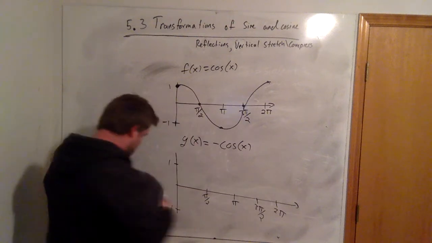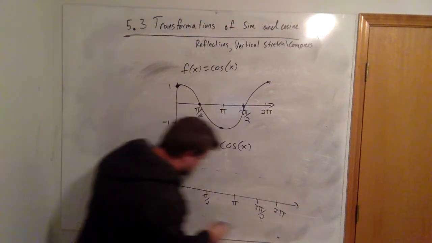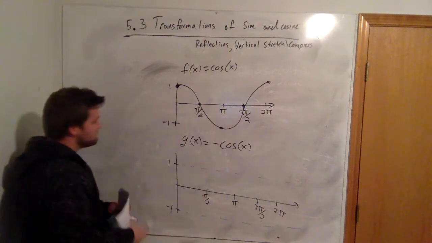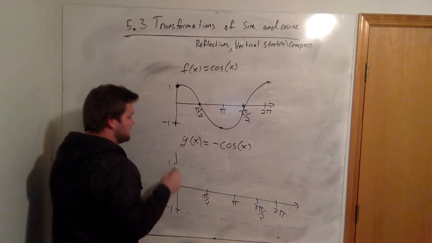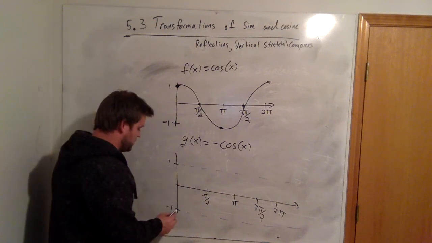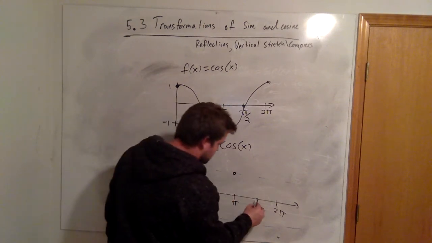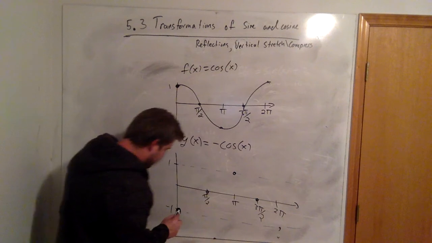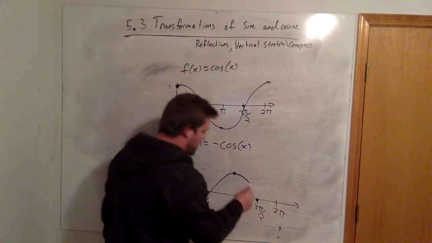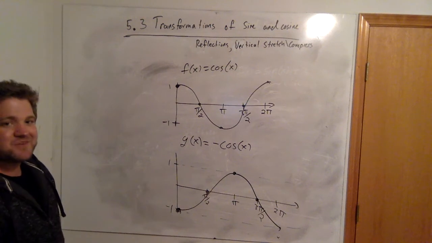So if I'm graphing negative cosine of x, okay. Well, cosine normally starts at the upper part of the amplitude. Since it's being multiplied by a negative, it's going to start at the lower part of the amplitude, and then we're going to bounce, and then we'll connect. And there we have it. There's the graph of negative cosine of x.